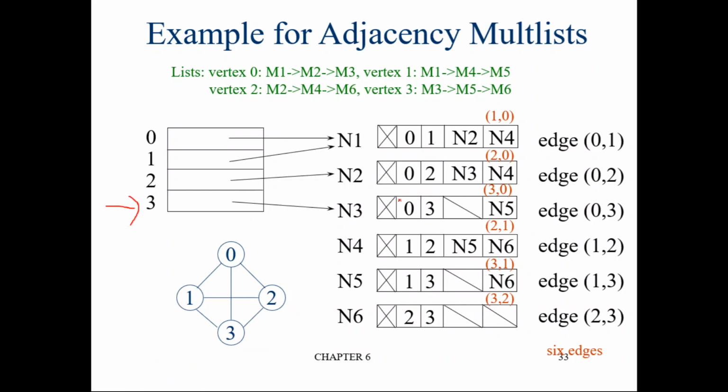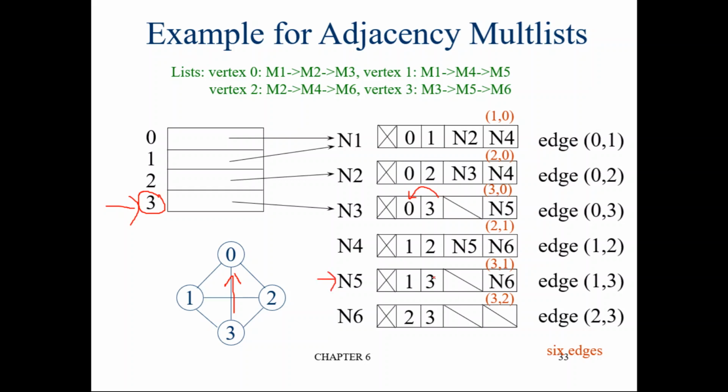Here we have 0 to 3, but what is our source? 3. So we should take it as 3 to 0. So we have identified the edge 3 to 0. Next, which pointer do we follow? If it is 0 to 3, you follow this; for 3 to 0, you follow this. So that says go to N5. So this is N5.